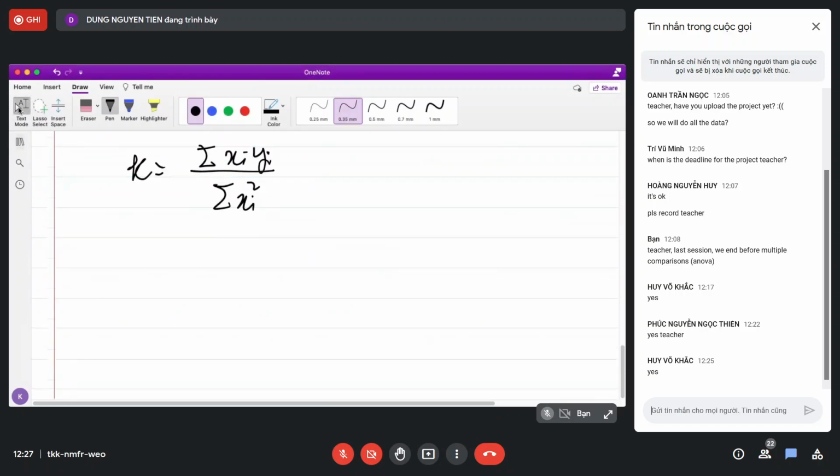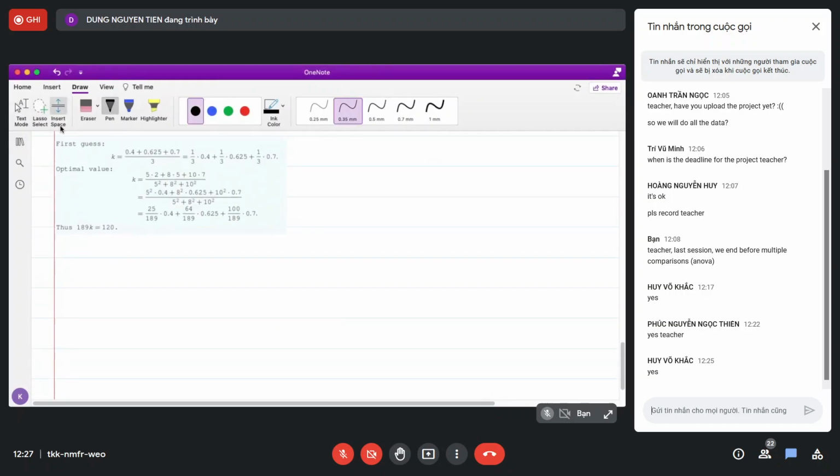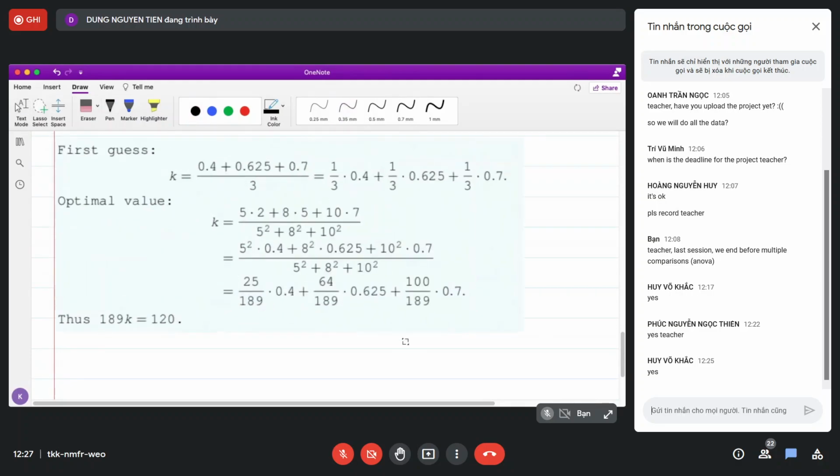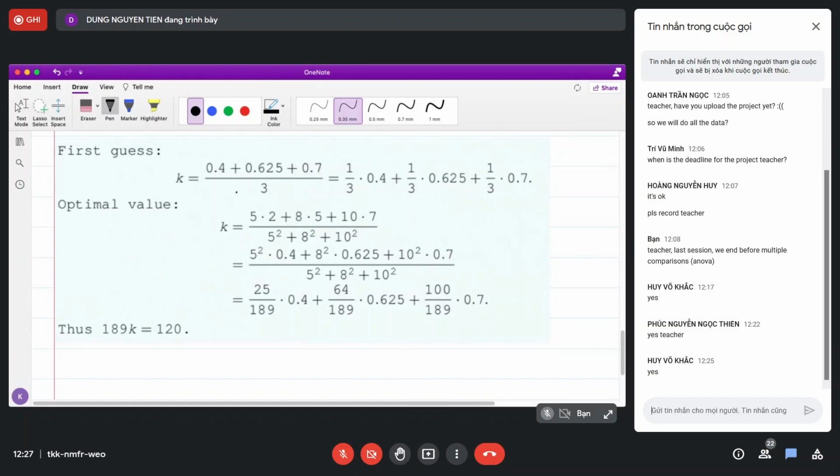And then you can have a look at the example that we learned, the one that we have here. So we can compute the value of k like this. You get 0.4, 5 times 2 plus 8 times 5 plus 10 times 7, all divided by the sum of the squares. You can rewrite 5 times 2 as 5 squared times 0.4, right? So 5 times 2 is simply 5 times 5 times 2 over 5, and this becomes 0.4. And then you can get 25 over 189 times 0.4, and so on.